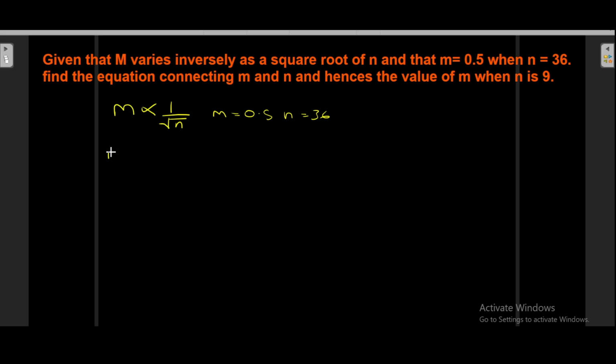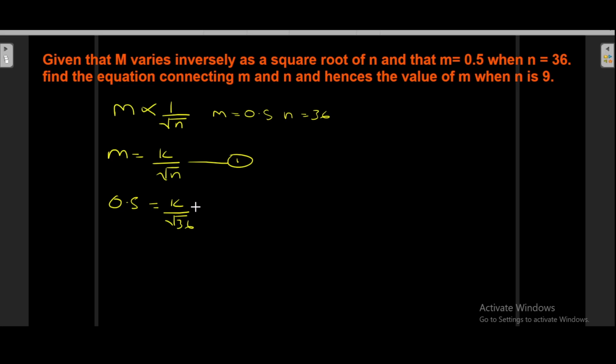I will say m is equal to a constant k out of the square root of n. Mathematically, I have interpreted the expression m varies inversely as the square root of n. That's what it means mathematically. The conditions which I have: m is 0.5 when n is equal to 36. Therefore, 0.5 is equal to k out of the square root of 36.